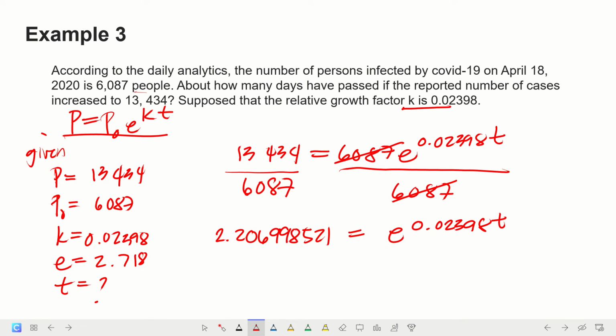So, what would be their common base? How do we look for the common base? It is difficult, so let us just assume that the common base is either 10 or the natural base e. Therefore, we can write this into logarithmic form. Since we have e, we will use the natural logarithm. So, the natural logarithm of 2.206998521 is equal to the natural logarithm of e raised to 0.02398t.